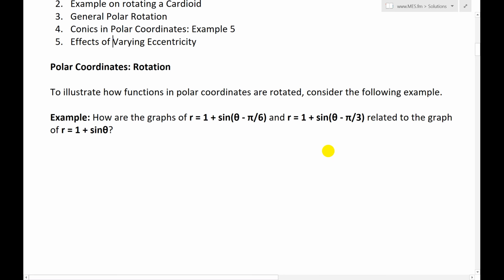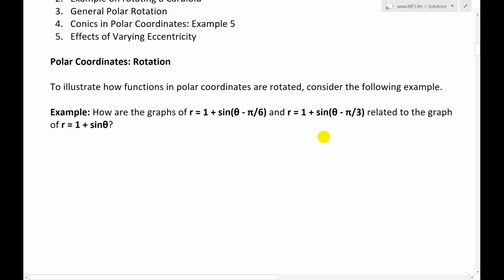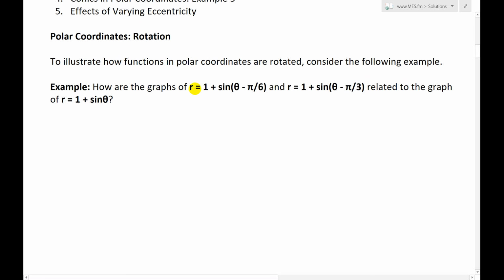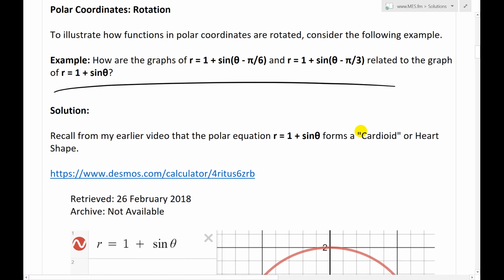Polar coordinates, rotation. To illustrate how functions in polar coordinates are rotated, consider the following example. How are the graphs of r equals 1 plus sine of theta minus pi over 6 and r equals 1 plus sine of theta minus pi over 3 related to the graph of r equals 1 plus sine theta? Alright, so let's just jump to the solution.